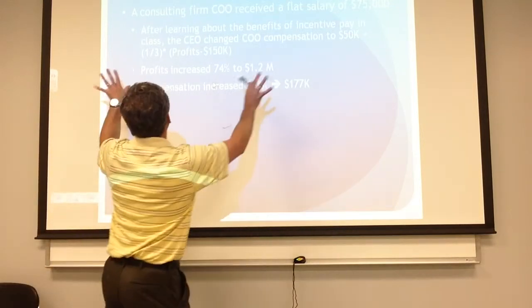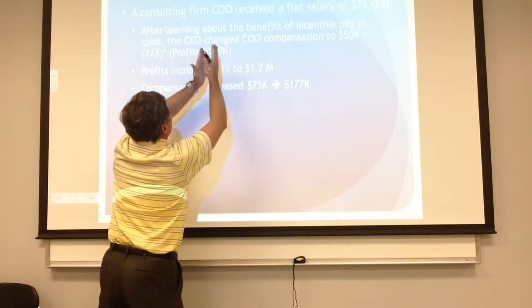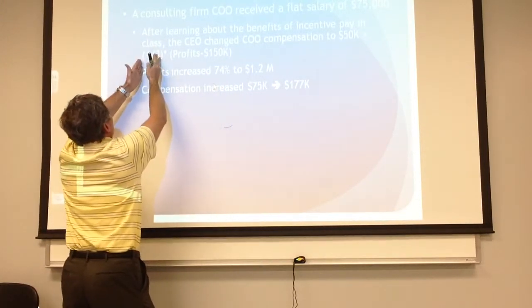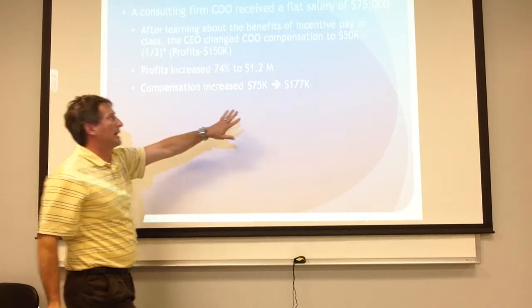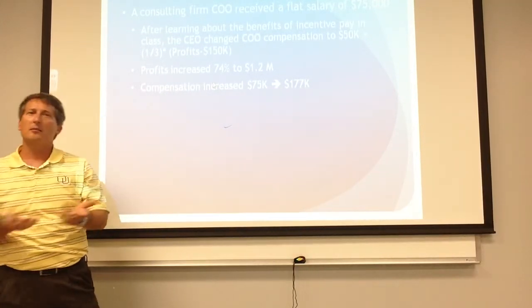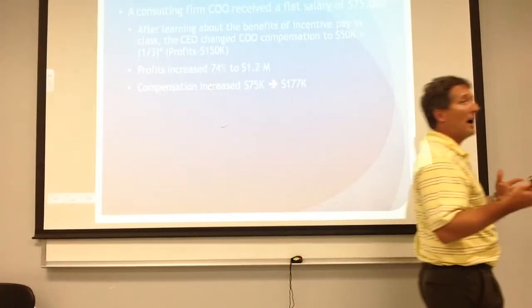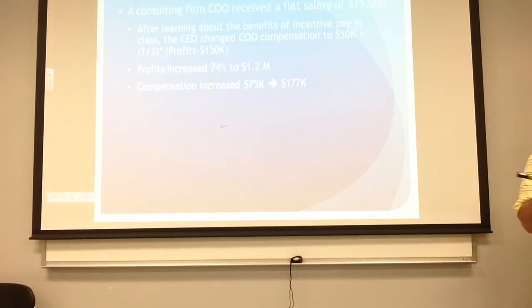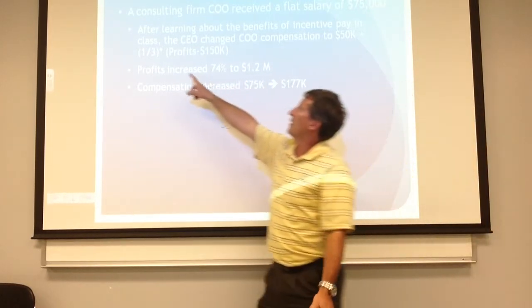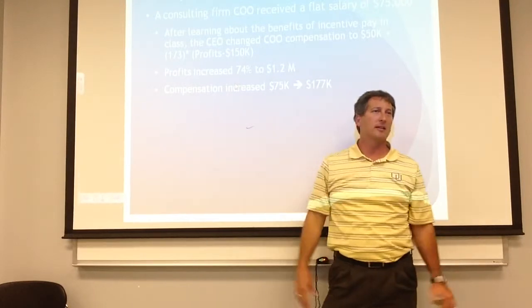Right now, here's his equation: profits minus 150,000. John gets 1/3 of that. That's his pay. Tell me another compensation scheme that would come up with something less than 177, but would still take into account the 1/3. If profits jump by 10%, then yeah, we're going to give John 1/3. That seems fair.